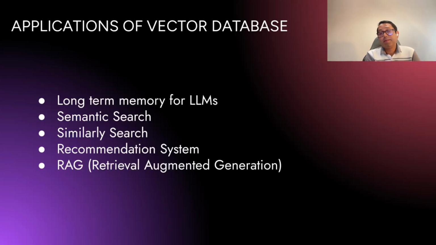Then recommendation system. With a recommendation system, it can suggest items based on previous purchases of the customer. And finally, RAG, retrieval augmented generation. Vector database is a core feature for RAG. And this will be the topic of our next video. So stay tuned.